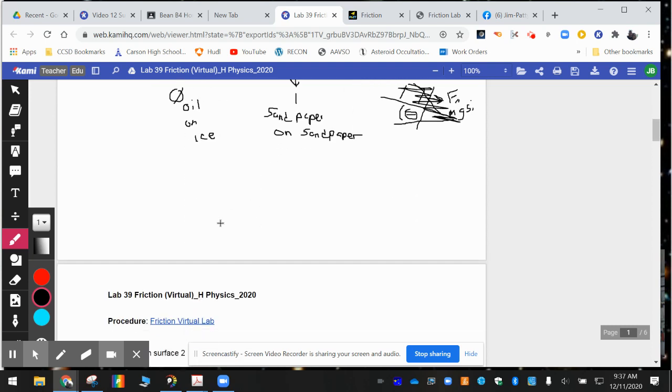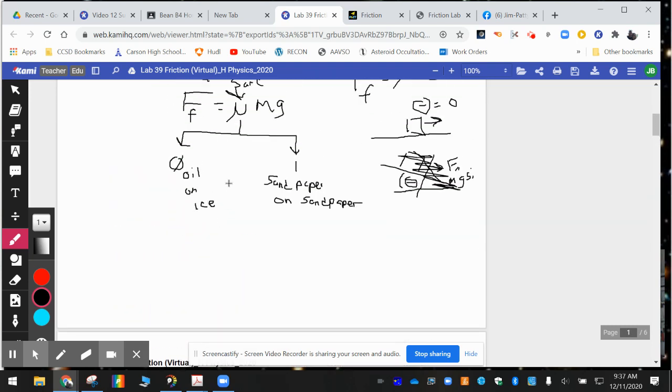Now, before we get to this virtual part here, there are two kinds of mu. Let me go over here. There's mu static, and there's mu kinetic. So this is static. If something's static, what does static mean? Is it moving or not moving? Yeah, not moving. If this is kinetic, kinetic means what?